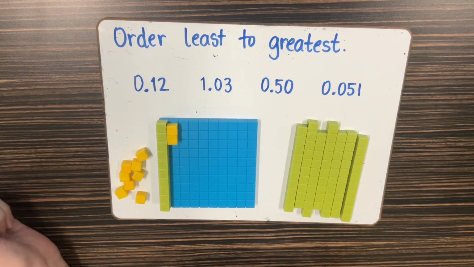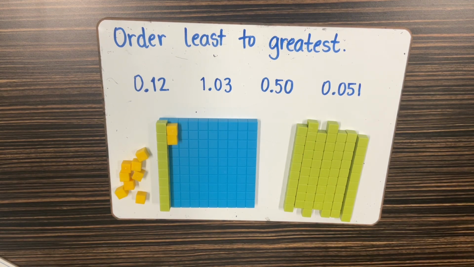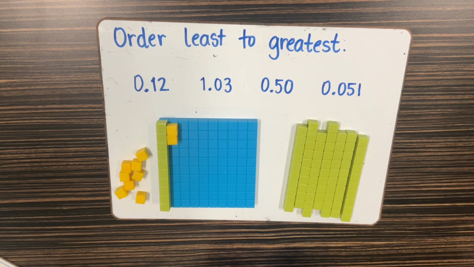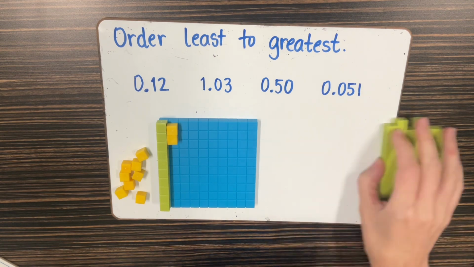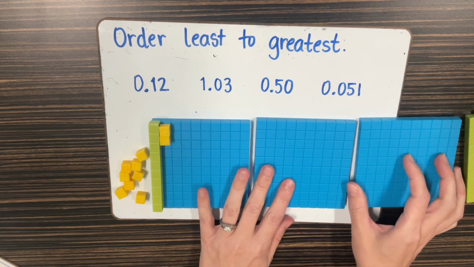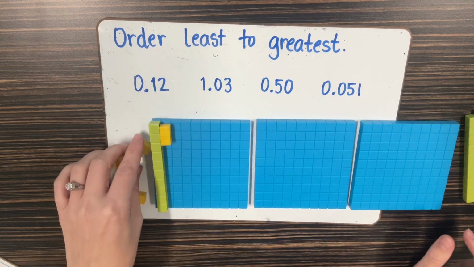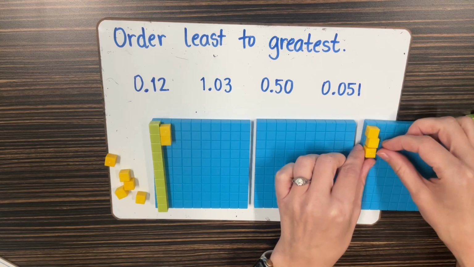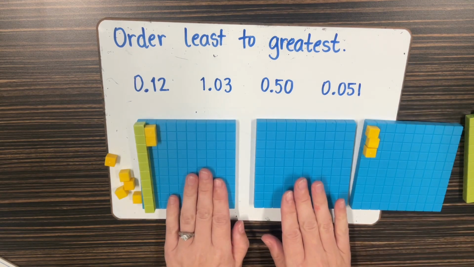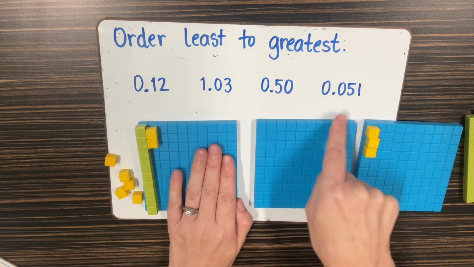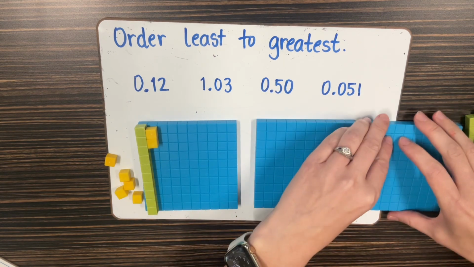That's pretty small. What would I do for 1 and 3 hundredths? Well, that one would be much bigger because it has one whole and it has just 3 hundredths. So I know so far my greatest number between these two, this is the smallest and this is the greatest. Let's look at these middle ones.